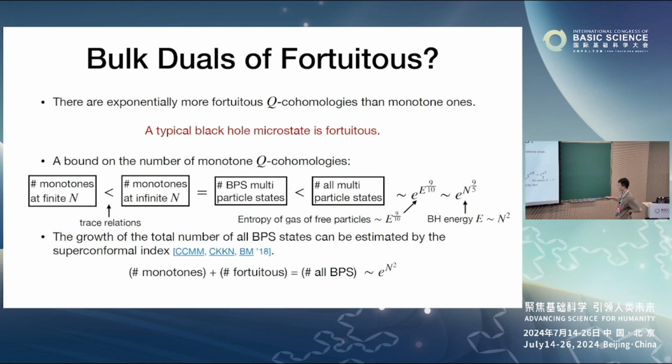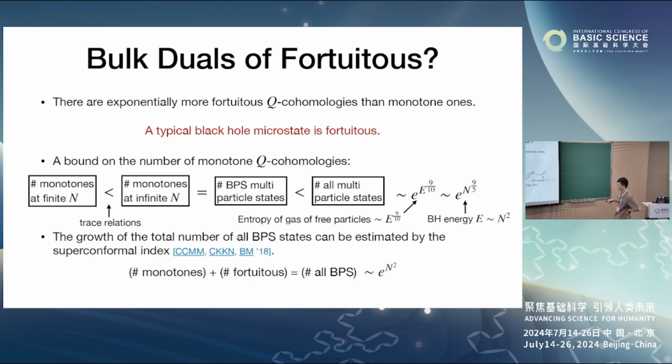So the number of all multi-particle states should scale like e to the energy to the 9/10. And if we are interested in black holes, we can just simply substitute the energy equal to the rank N squared, and that will give us e to the N to the 9/5.